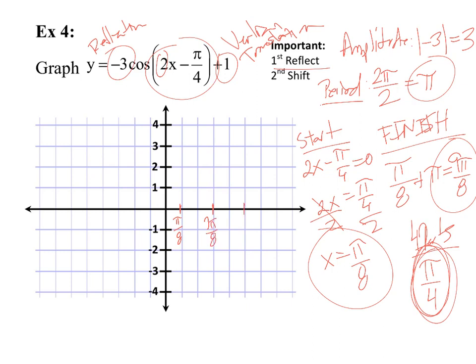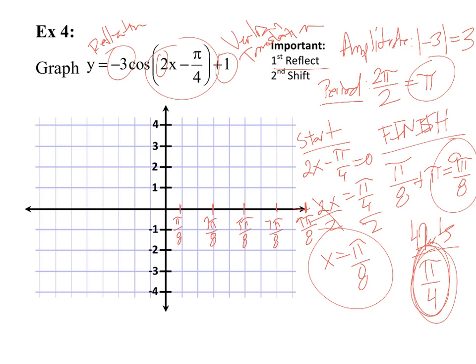And then I have 5 pi over 8. Then I have 7 pi over 8. And I've got to add one more increment over here. That's 9 pi over 8. Alright, so I've got my parts all divvied up.